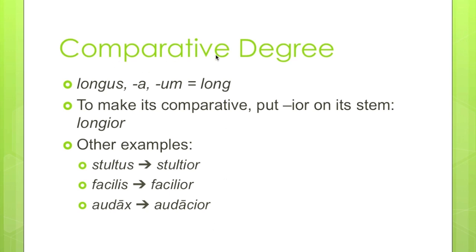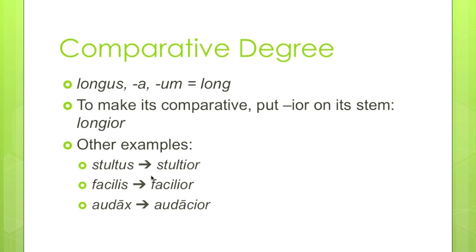Well, how do we make the comparative degree? It's very easy. Let's work with the adjective longus, longa, longum. To make the comparative of an adjective, all you do is you put ior on the stem of the adjective. So if the stem of longus is long, you add ior to that and you get longior, and longior means longer.